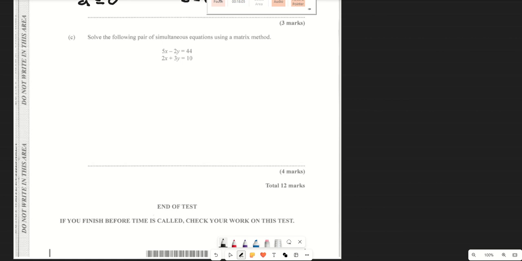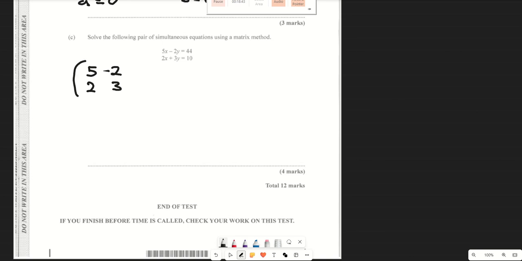All right, part C, which I haven't seen in a while, says solve the following pairs of simultaneous equations using the matrix method. Now, when we're using the matrix method, there are a few things that we have to follow. We need to make sure the x's are first, the y's are second, and then the answers. We have to change this into a 2 by 2 matrix. So that would be the coefficient of x is 5, the coefficient of y is negative 2, the coefficient of x is 2, and the coefficient of y is positive 3.